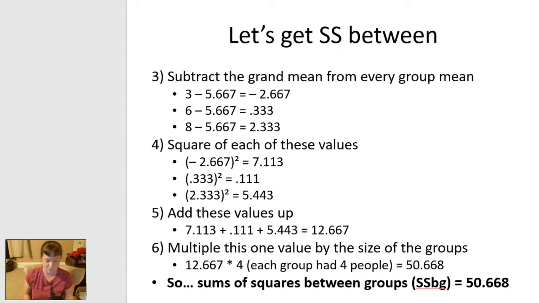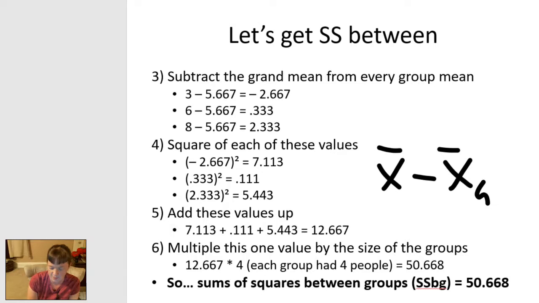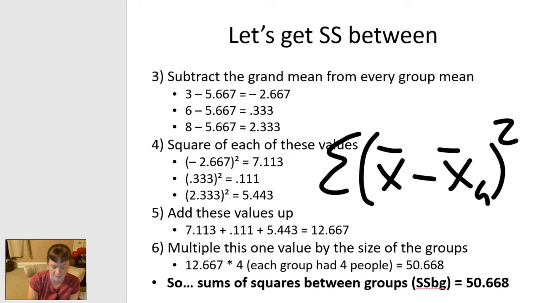That is the next step in my equation, because I've squared them now. And now I have to add them all up. So I do that. 7.113 plus 0.111 plus 5.443 is 12.667. And as a final step, I multiply by baby n. So I take that and I multiply by 4 to get 50.668. So my sums of squares between is 50.668.